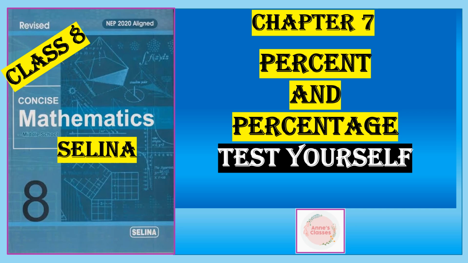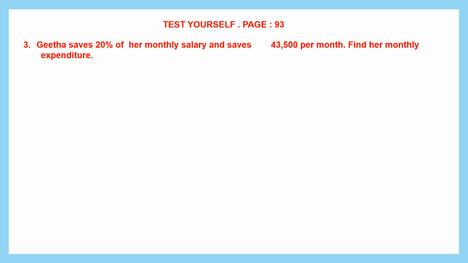Let's do percent and percentage. Test yourself, page 93. Question 3. Geeta saves 20% of her monthly salary and saves 43,500 rupees per month. Find her monthly expenditure. So here we are told that 20% of her monthly salary, which she saves, is 43,500.